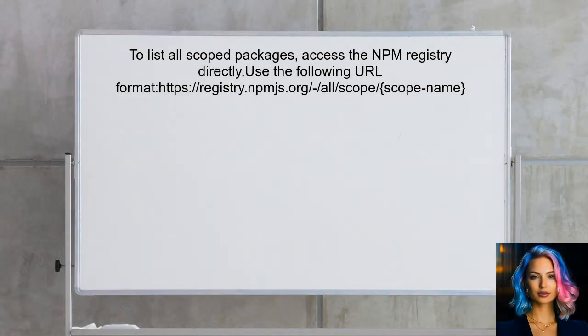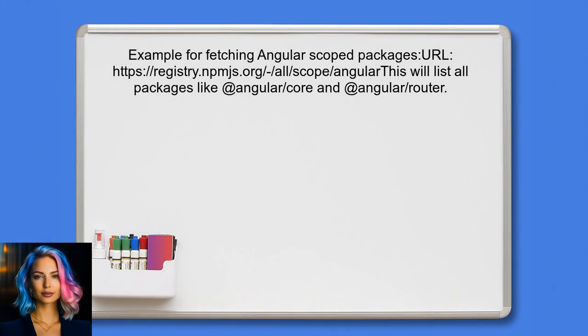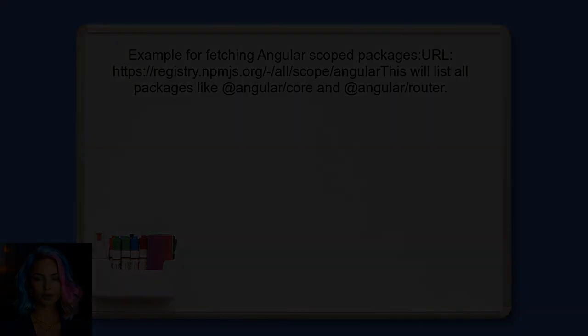To begin, the user can list all scoped packages by accessing the NPM registry directly. They can do this by using the URL format for scoped packages. For example, if the user wants to fetch all packages under the Angular scope, they can replace scope name with Angular. This will provide a list of all Angular scoped packages.